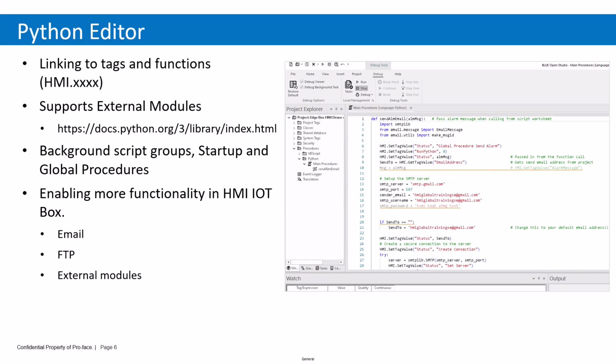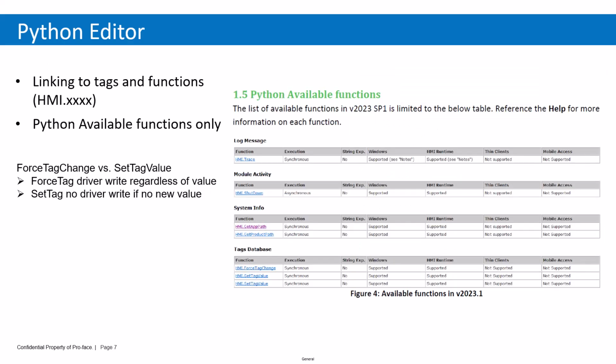So here again, we're linking to tags and functions. There are only certain functions available through Python. You can see over here in the chart on the right, you have HMI trace, HMI shutdown, get at path, get product path, and then really the meat of this is down at the bottom, where you have HMI force tag change, get tag value, and set tag value. Let's go ahead and take a look at what that looks like.